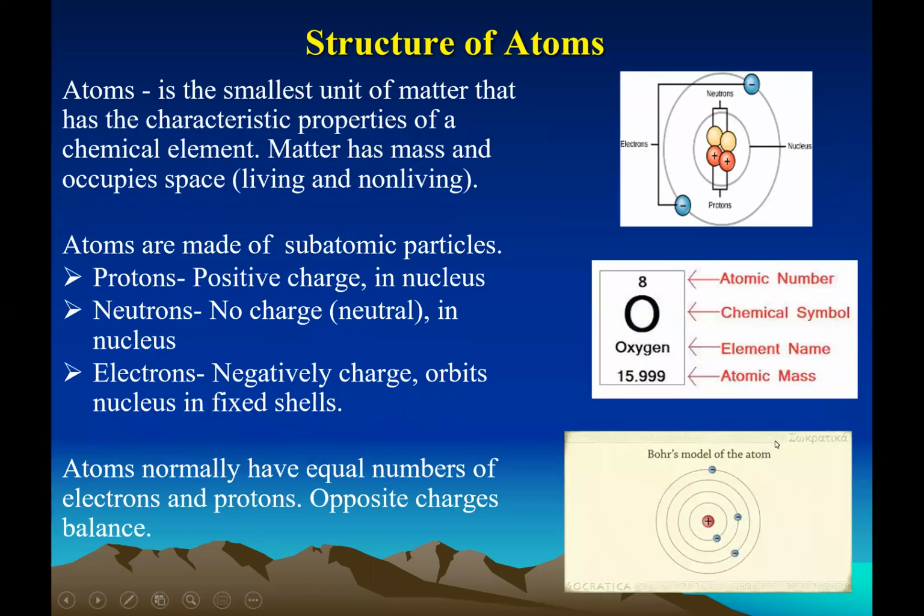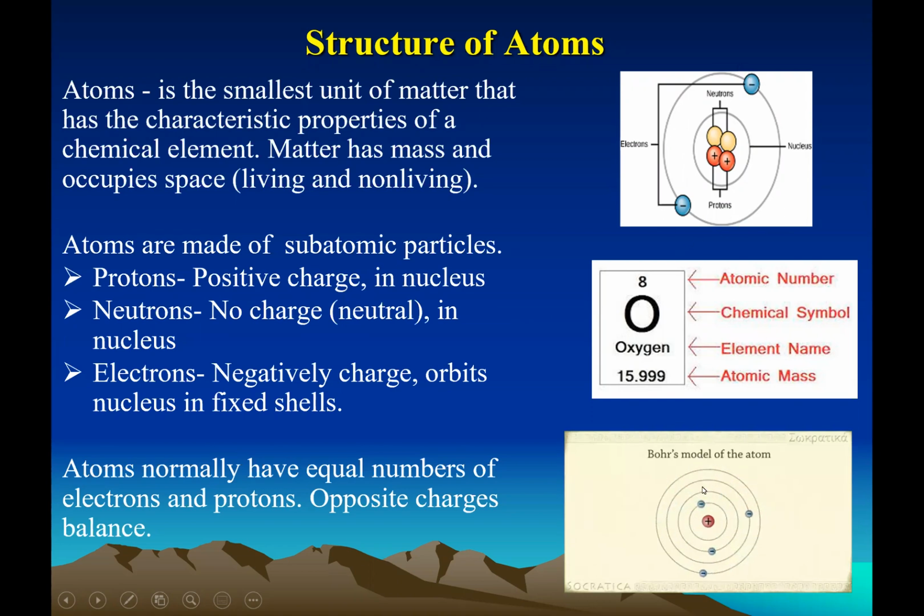I forgot to mention something here in the Bohr model of atoms. The first shell can hold 2 electrons. So here's helium. It's holding 2 electrons. The first shell is complete, so it is very stable. If it is not complete, then it will become very reactive.